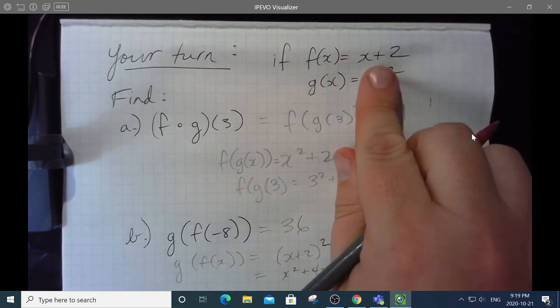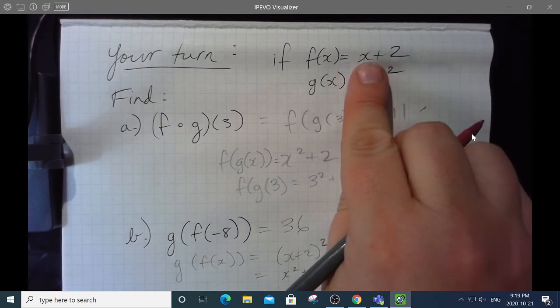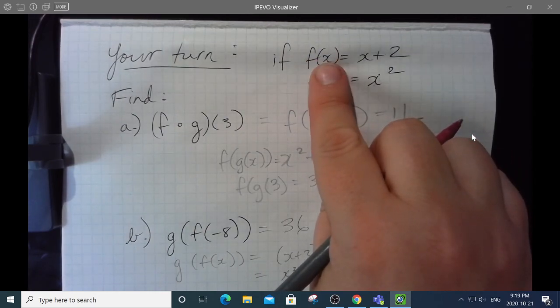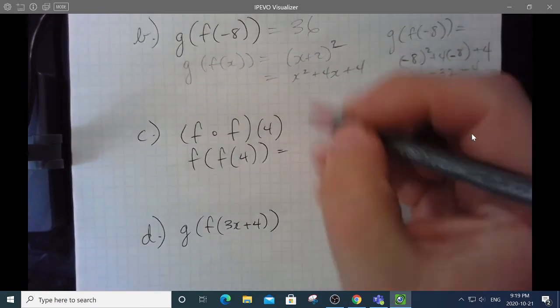Oh, that's cool. So go up to f of x. F of x is x plus 2. So what's f of 4? 4 plus 2, which is 6. Now plug 6 in. What's f of 6? 6 plus 2? 8.